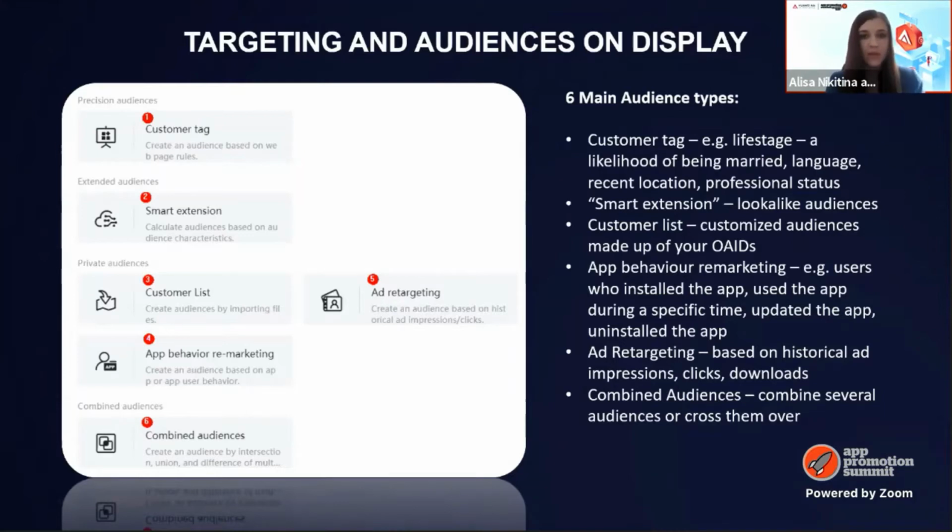Finally, two types of remarketing. One is app behavior remarketing, which is pretty interesting. It can be users who installed the app, used the app during a specific time, updated the app, uninstalled the app, or those who have not used the app in the last 7 days, or even interesting options such as those who have been downloading heavy content or streaming videos, thus consuming a lot of traffic, or those who first opened a lot of apps recently. Then ads retargeting is based on historical ad impressions, clicks, and downloads. And finally, combined audiences, which is what it sounds like. You can combine several audiences or cross them over.